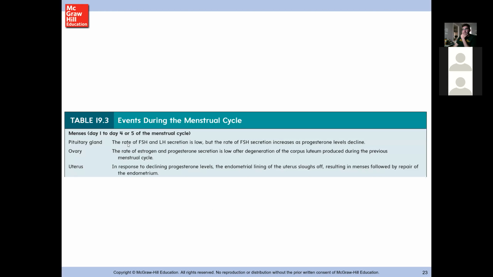This is where the pituitary gland has the rate of follicle-stimulating hormone and luteinizing hormone secretion at a low level, but the rate of follicle-stimulating hormone secretion increases as progesterone levels decline during the beginning of the menstrual cycle. Okay? The rate of estrogen and progesterone secretion is low within the ovary as well, after degradation of the corpus luteum produced during the previous menstrual cycle. The uterus itself, in response to declining progesterone levels, has its endometrial lining slough off. This results in menses, followed by repair of the endometrial layer.